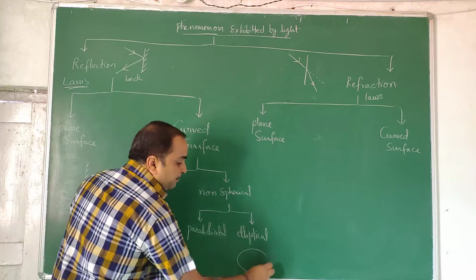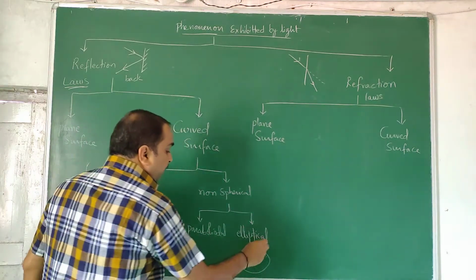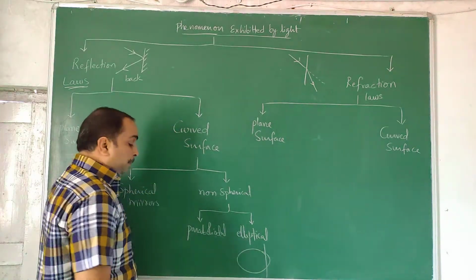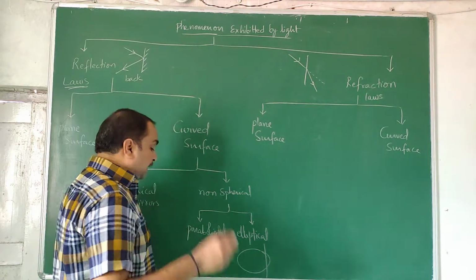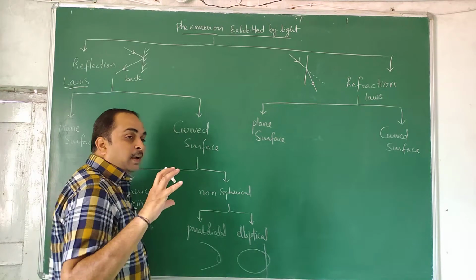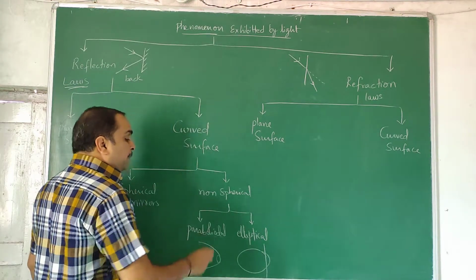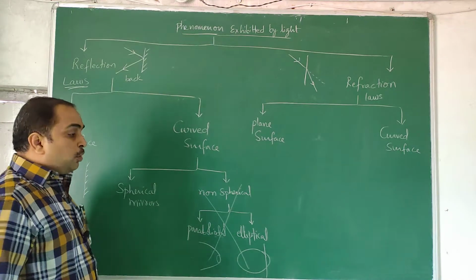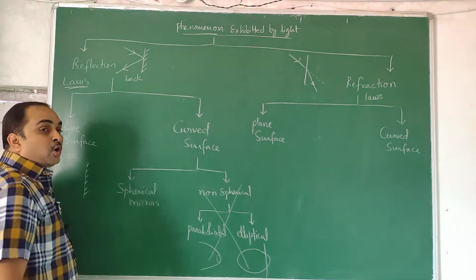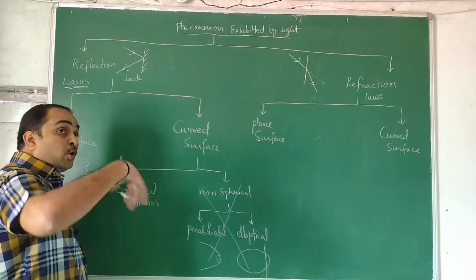Suppose you have an egg. Egg is ellipsoid shape. If you cut that and get a mirror, that's ellipsoidal. Parabola, in your car front part you'll have a mirror. That's the headlight mirror. That's paraboloidal in shape. These are not in our syllabus because their geometry is more complicated. Ellipsoid geometry, paraboloid geometry, not parabola, paraboloid.